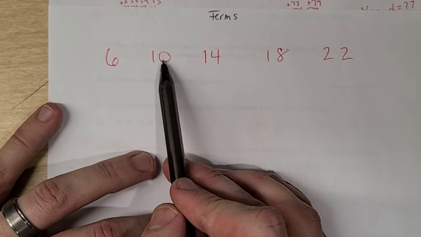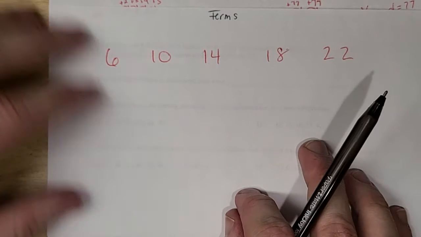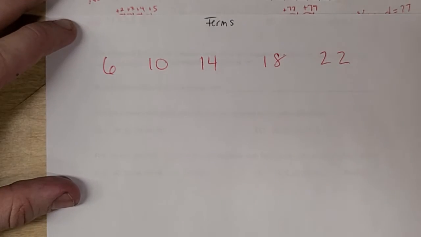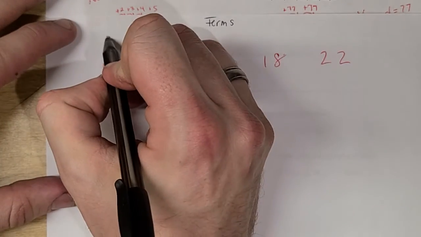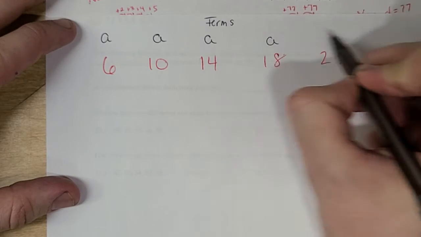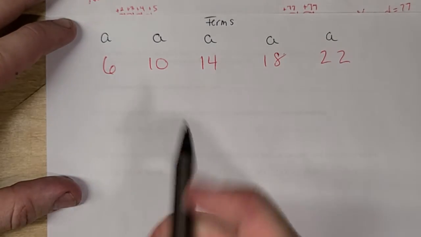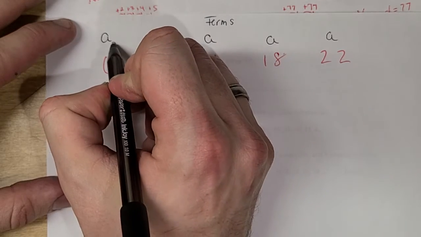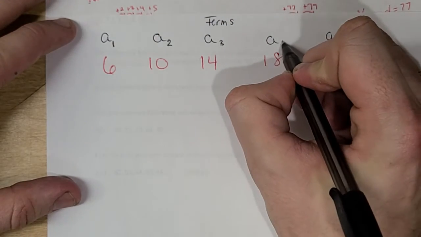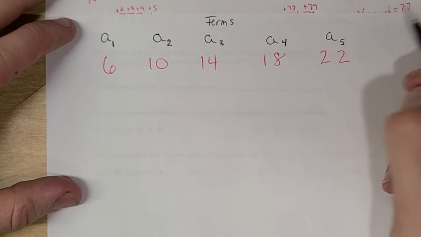So that's my first term, my second term, my third term, my fourth term, my fifth term. Okay? Now we're going to get specific and we're going to label these. Now, terms in a sequence use a lowercase a. I have no idea why. But then they also use a number. So this is my first term, my second term, my third term, my fourth term, my fifth term.